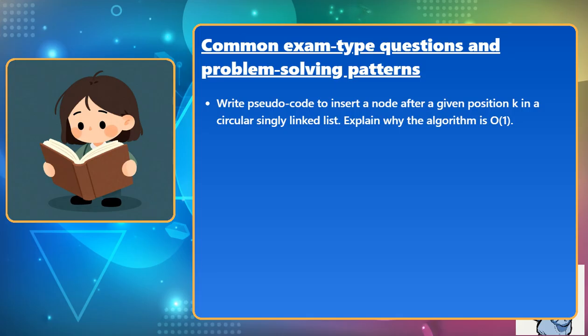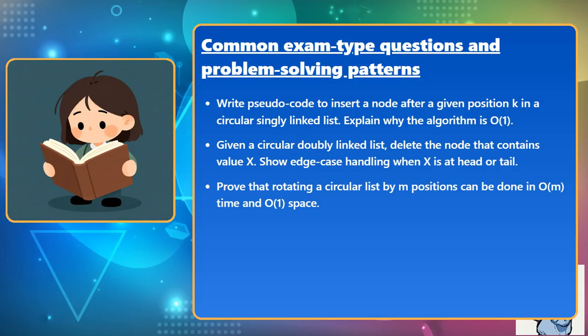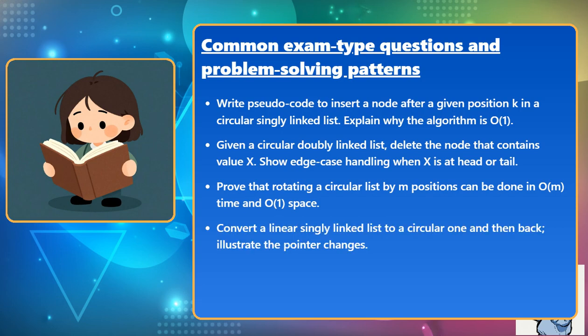Write pseudocode to insert a node after a given position k in a circular singly linked list. Explain why the algorithm is O(1). Given a circular doubly linked list, delete the node that contains value x. Show edge case handling when x is at head or tail. Prove that rotating a circular list by m positions can be done in O(m) time and O(1) space. Convert a linear singly linked list to a circular one and then back.